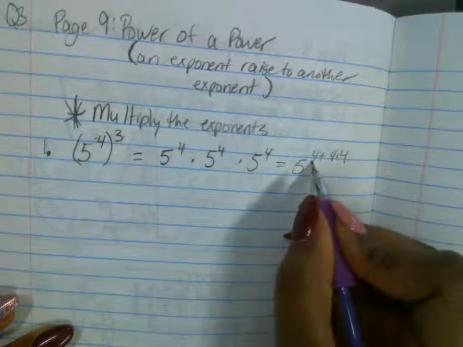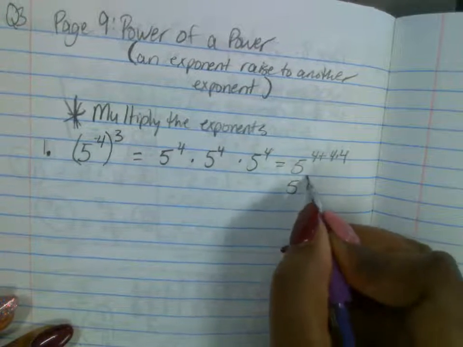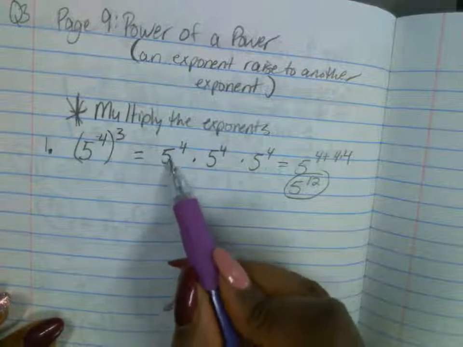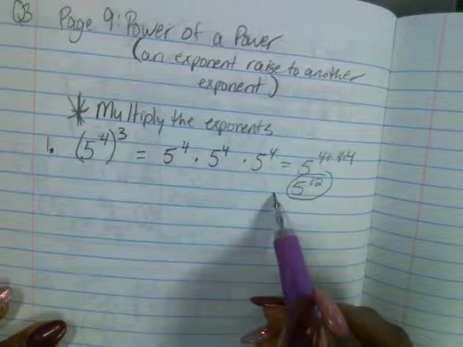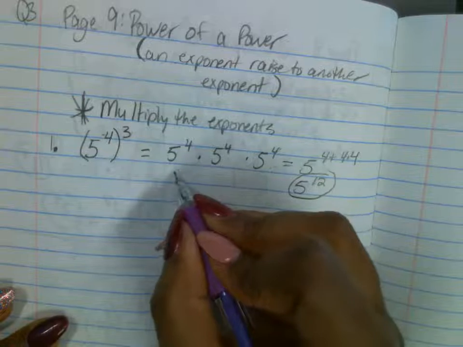What's 4 plus 4 plus 4? 12. That's 12. Okay? And we would normally have to write this out. We write this 4 times, this 4 times, this 4 times, and we add them all together. That's still going to give you 12. Okay, so this is expanded form.